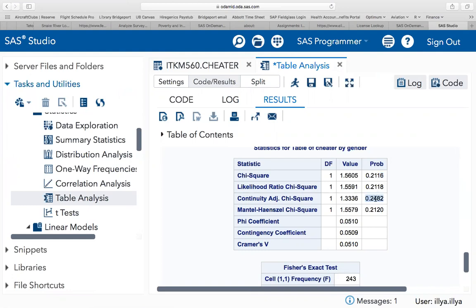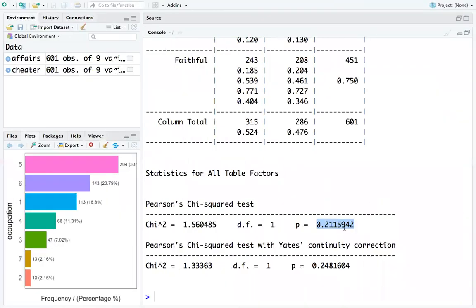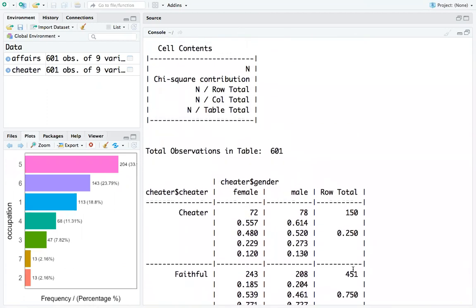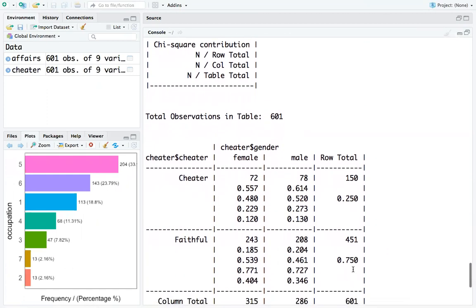Look at this one, the continuity adjusted chi-square. This is another p-value, 0.24816. As you see, we've got the same values, okay? Look at this table that gets produced. It looks very similar to the table produced in SAS, okay?